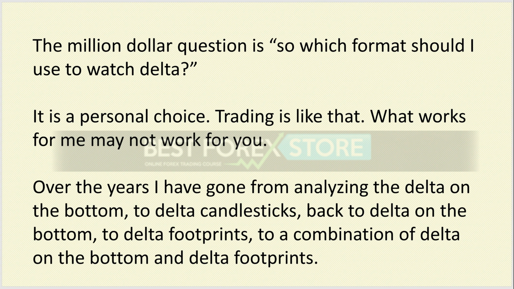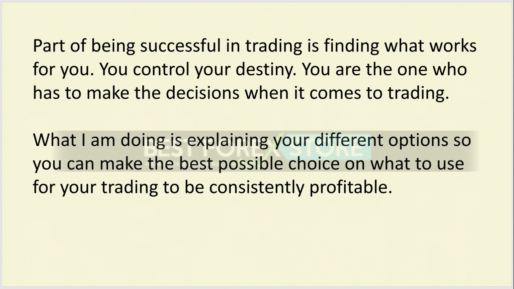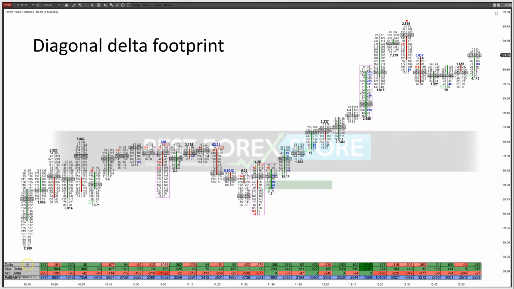Don't put information on your chart that you're not going to use. Stick to information on your chart that you're going to use. There's no point in having a diagonal delta footprint if you're not going to make any trading decisions based on it, or having a delta footprint if you're not going to use it, right? So it really comes down to what you're using in your trading. That's what you should put on your chart. If you're just going to be looking at the delta numbers, okay, I suggest keeping delta, max delta, min delta, and the volume on there. Keep it simple. Don't overcomplicate it.